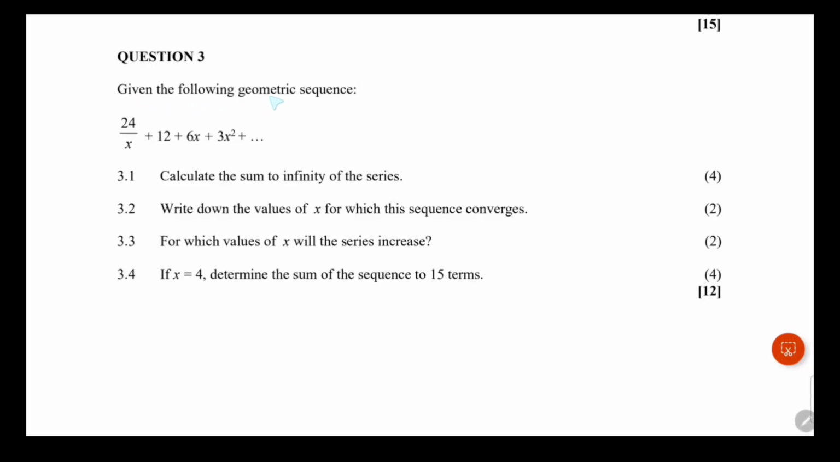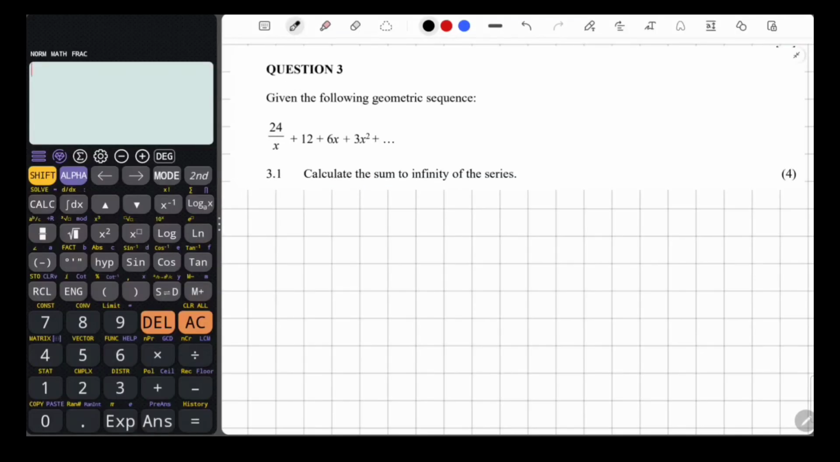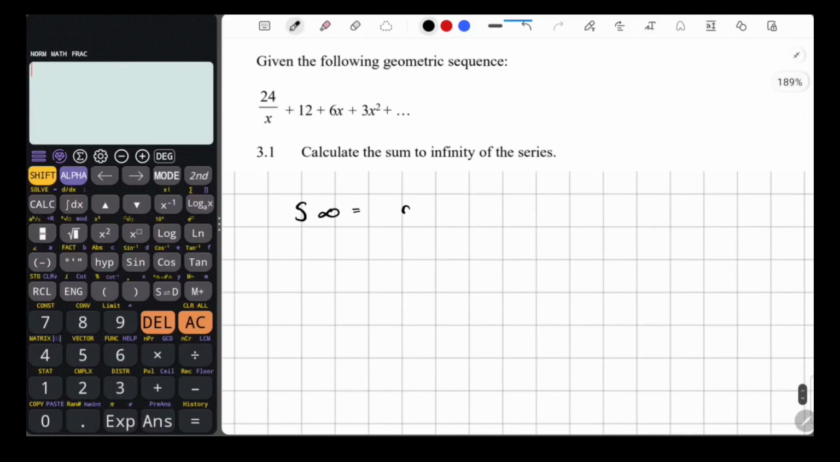They say, given the following geometric sequence, and we have 24 over x plus 12 plus 6x plus 3x squared plus, and it keeps on going. It's actually a series, by the way. 3.1 says calculate the sum to infinity of the series. So to find the sum to infinity, the formula is basically a over 1 minus r.